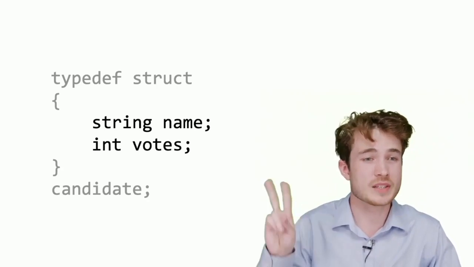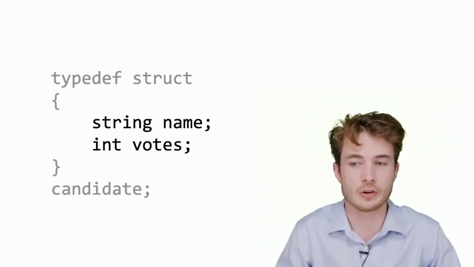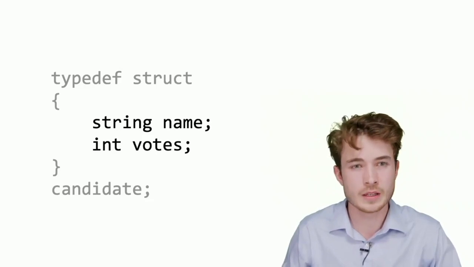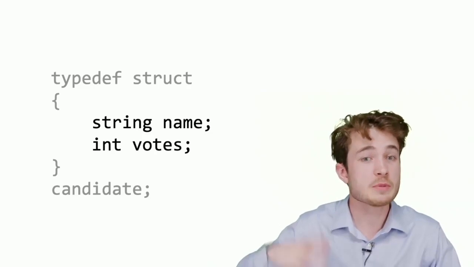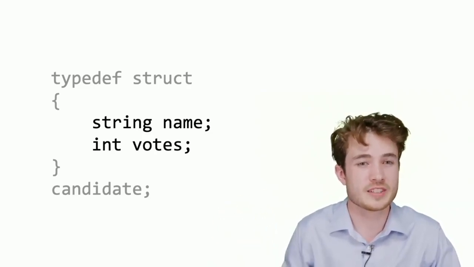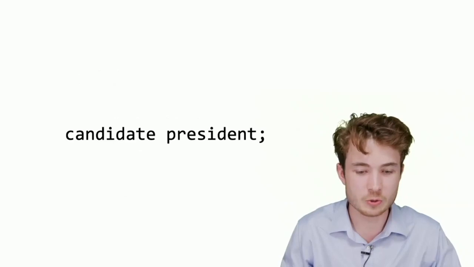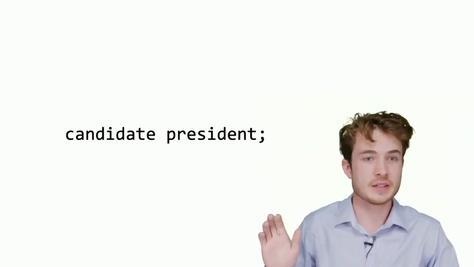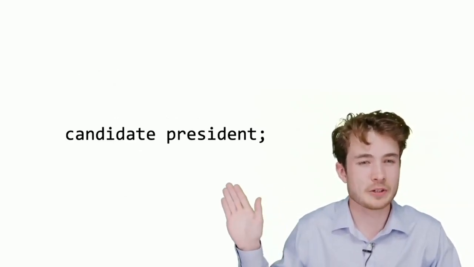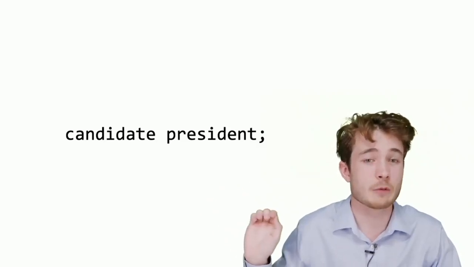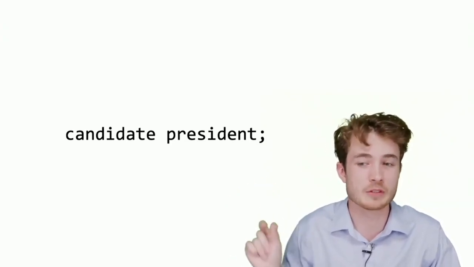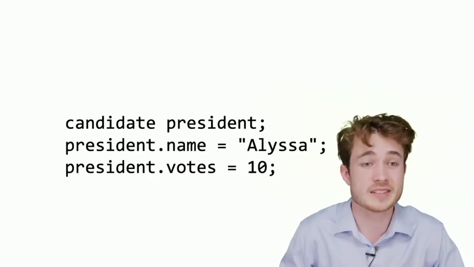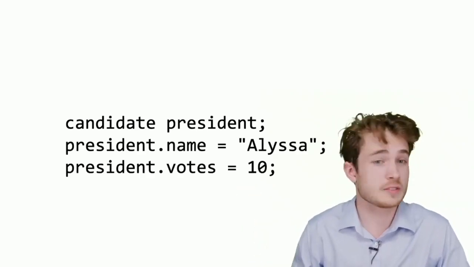And these two pieces of data will be tied together in this new structure called a candidate. This is helpful because we can have a single variable that keeps track of both of these pieces of information at the same time. So let's say we wanted to make a new variable called president. Well, president has this type called candidate that we just defined earlier, right? And we know that a candidate has a name and a number of votes. So if we wanted to keep these two pieces of data together, their name and their votes, we could do this. We could say maybe the president's name is Alyssa, and the president has maybe 10 votes.